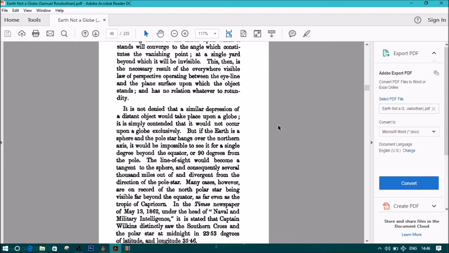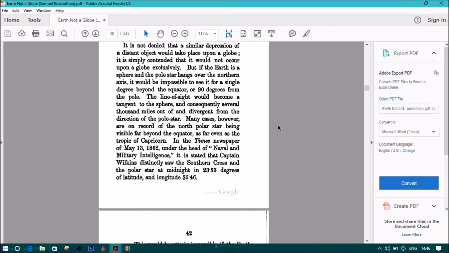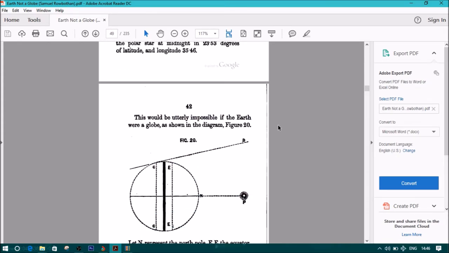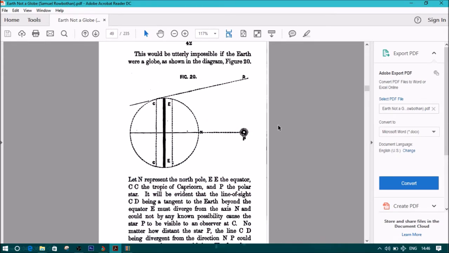In the Times newspaper of May 13, 1862, under the head of "Naval and Military Intelligence," it is stated that Captain Wilkins distinctly saw the Southern Cross and the Polar Star at midnight in 23 degrees 53 minutes of latitude and 35 degrees 46 minutes of longitude. This would be utterly impossible if the Earth were a globe, as shown in the figure diagram.